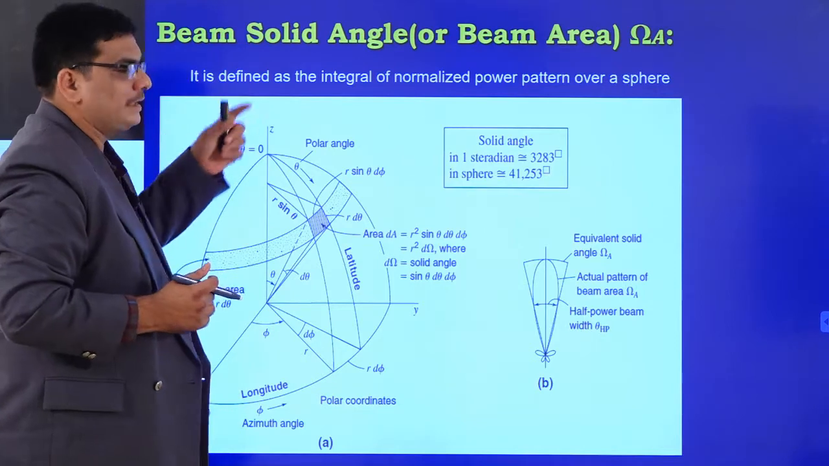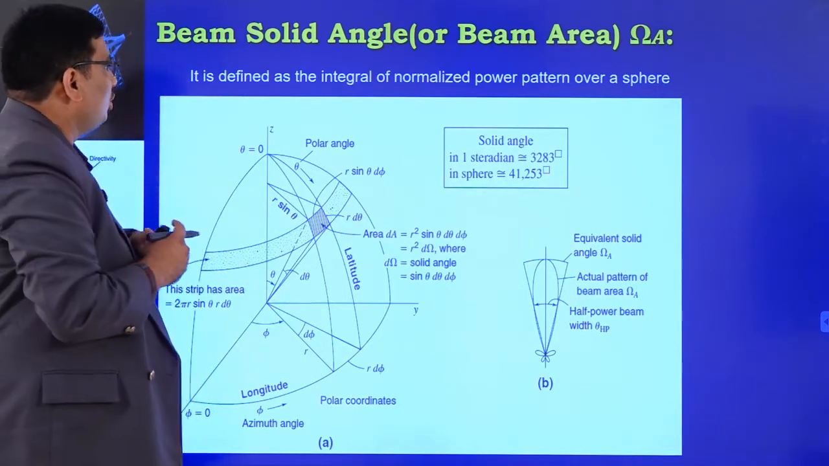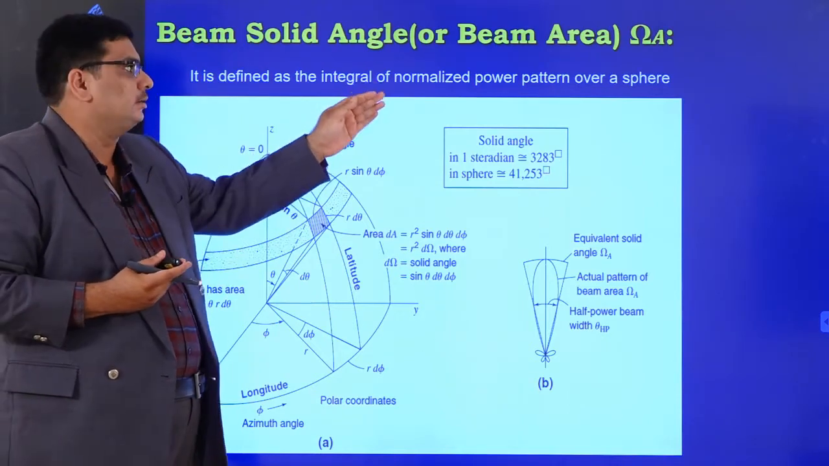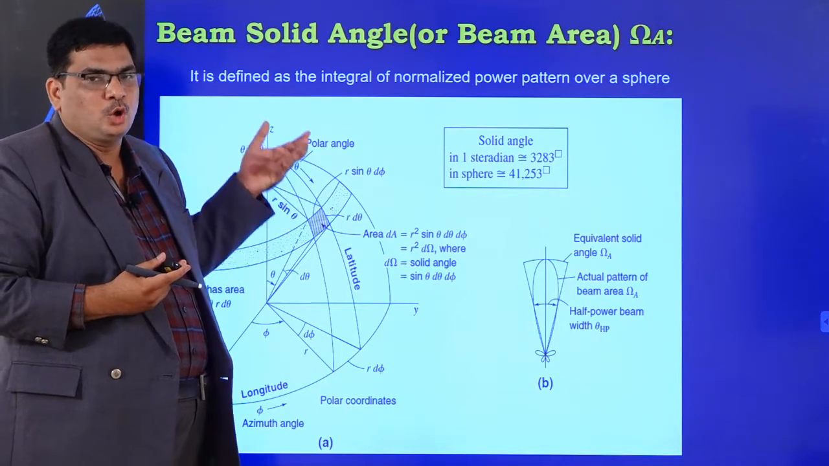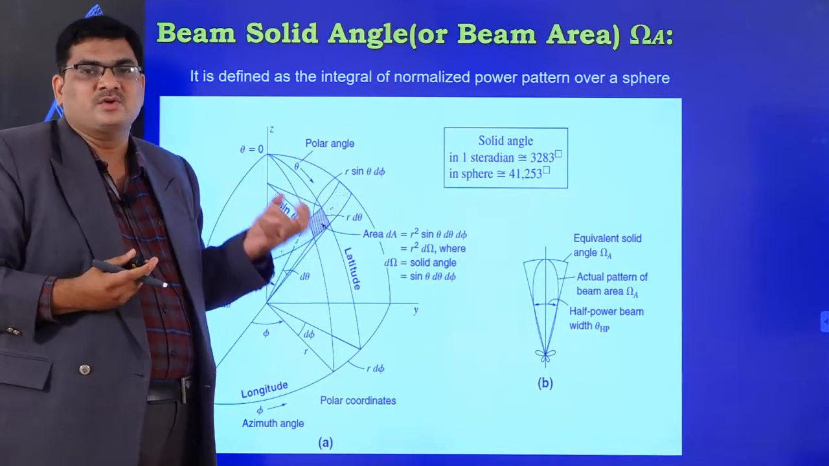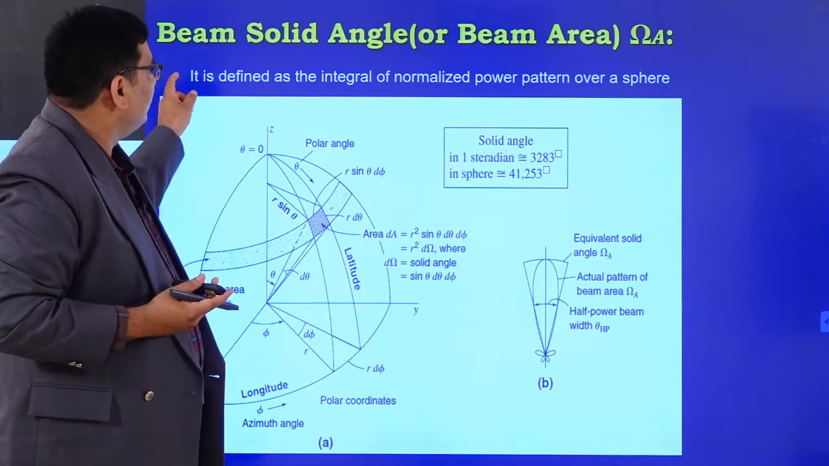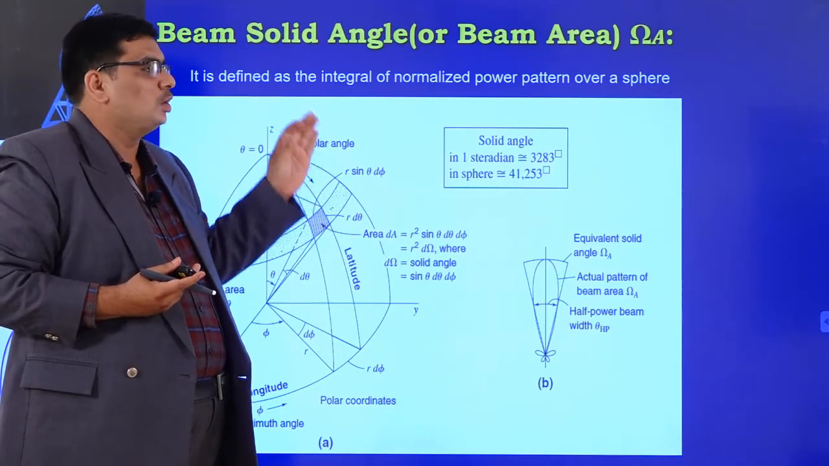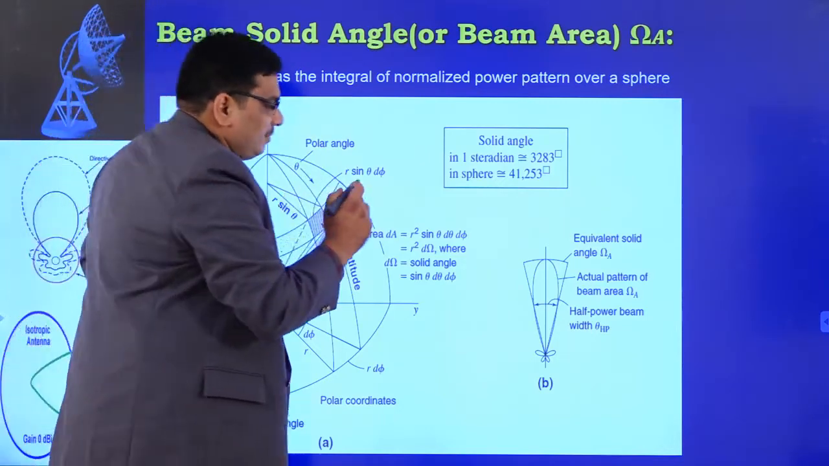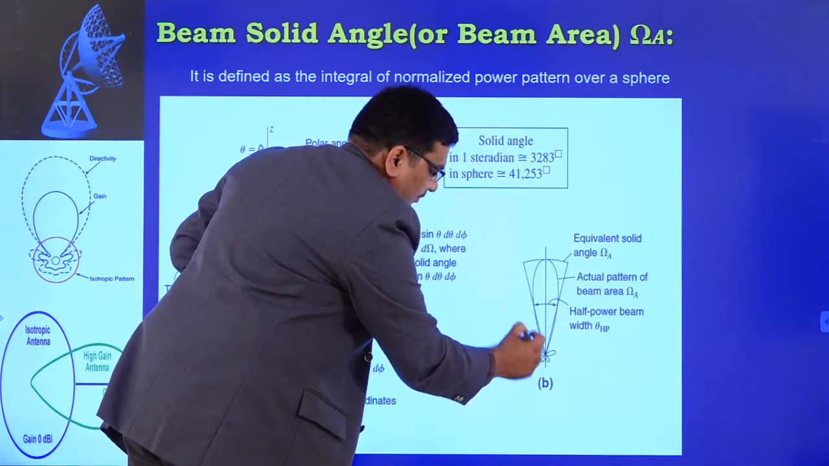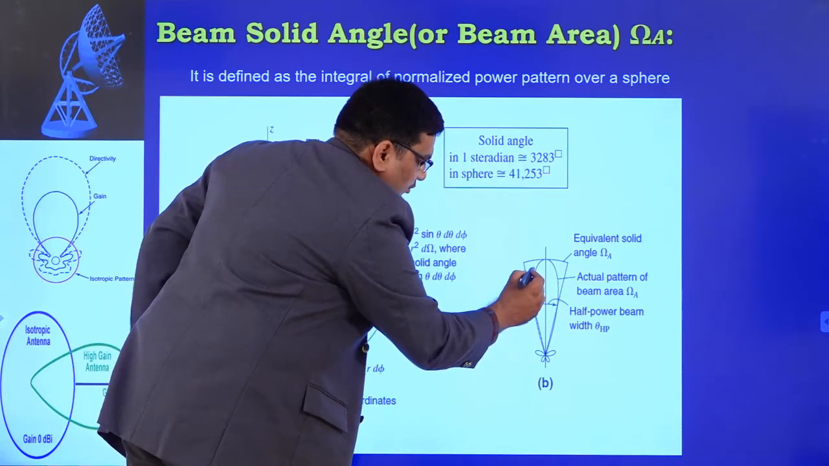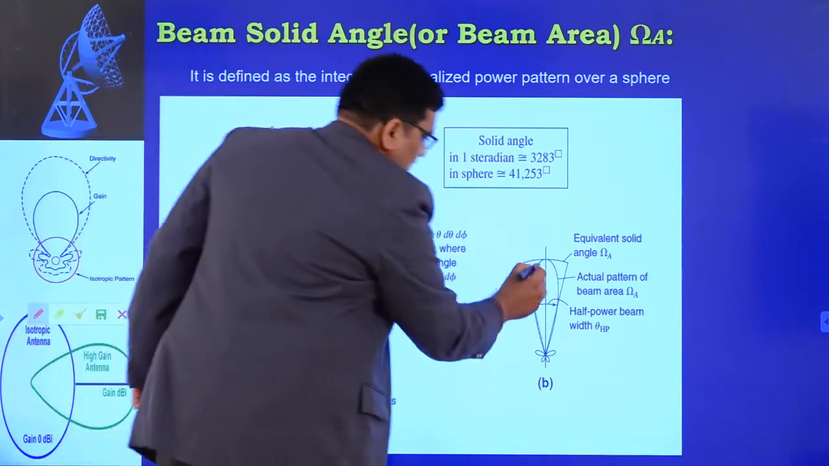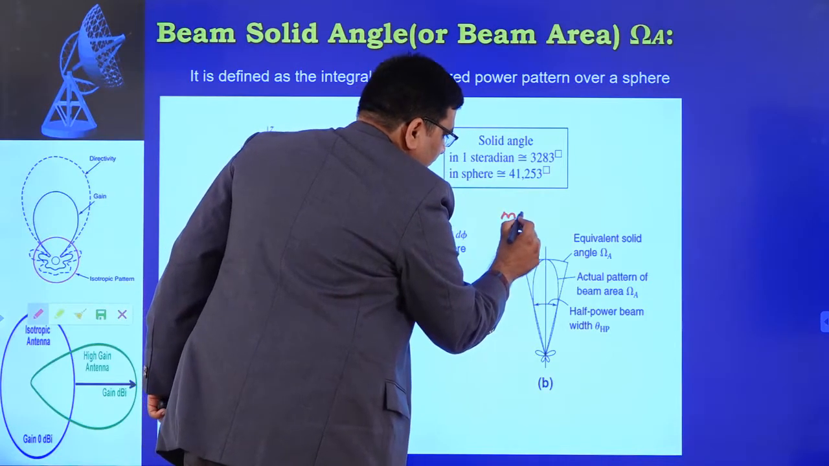Next, beam area or beam solid angle. It is defined as the integral of the normalized power pattern over a sphere. We know a sphere requires 4 pi steradians. So, this is a radiation power pattern, and this is our main beam.